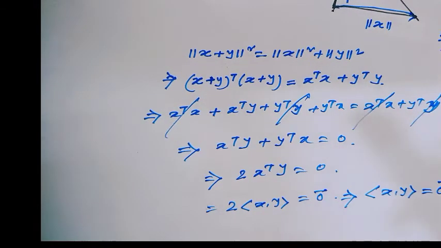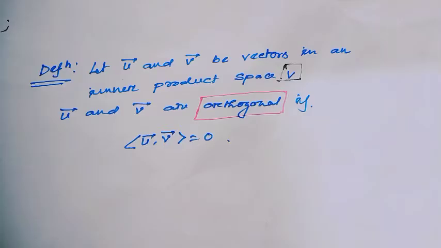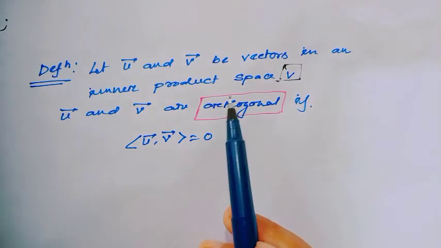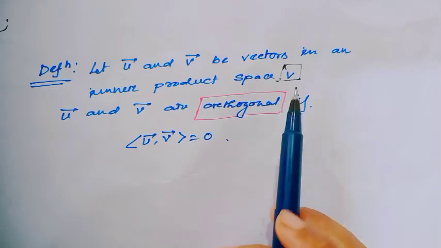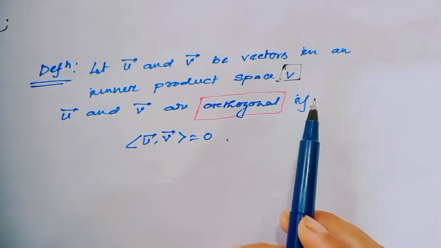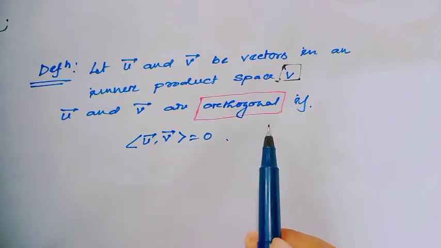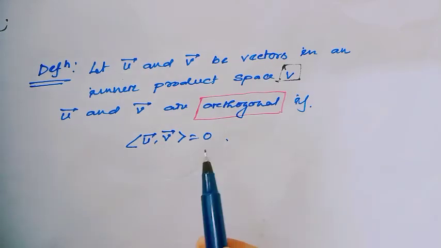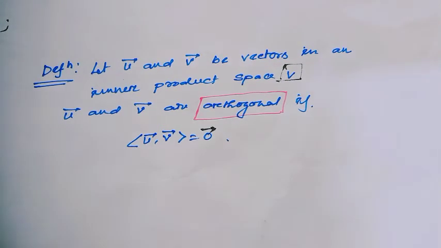Are you getting it? So by this idea, the definition is of this type: let u and v be vectors in an inner product space V. Then these two vectors are orthogonal if the inner product of u with v equals 0. Okay? This is the actual definition of orthogonal vectors.